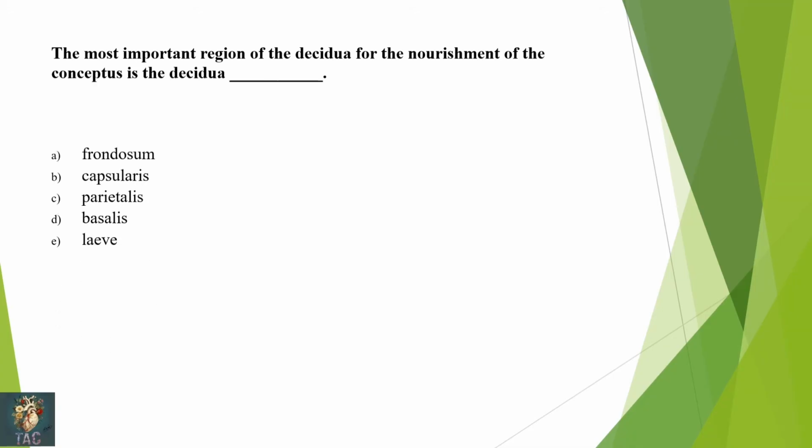Next question is, the most important region of the decidua for the nourishment of the conceptus is: frondosum, capsularis, parietalis, basalis, and leave. So please remember that the decidua is either decidua basalis, decidua parietalis, or decidua capsularis. Decidua basalis is the site responsible for the implantation and nutrition of the conceptus, and this is the correct option. The frondosum and the leave are basically parts of the chorion, and these are called chorion frondosum or chorion laeve.